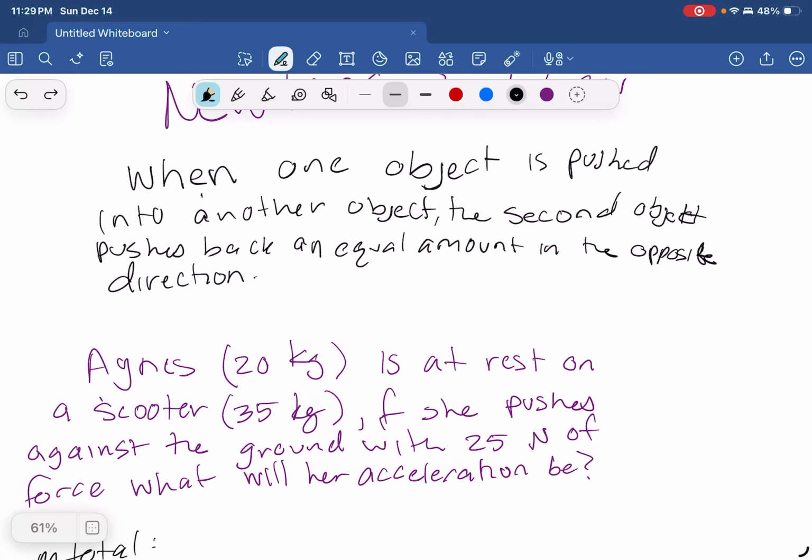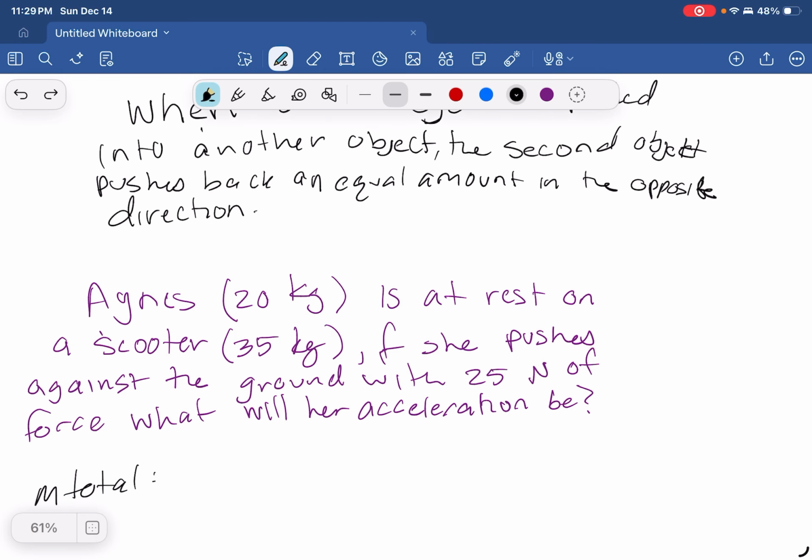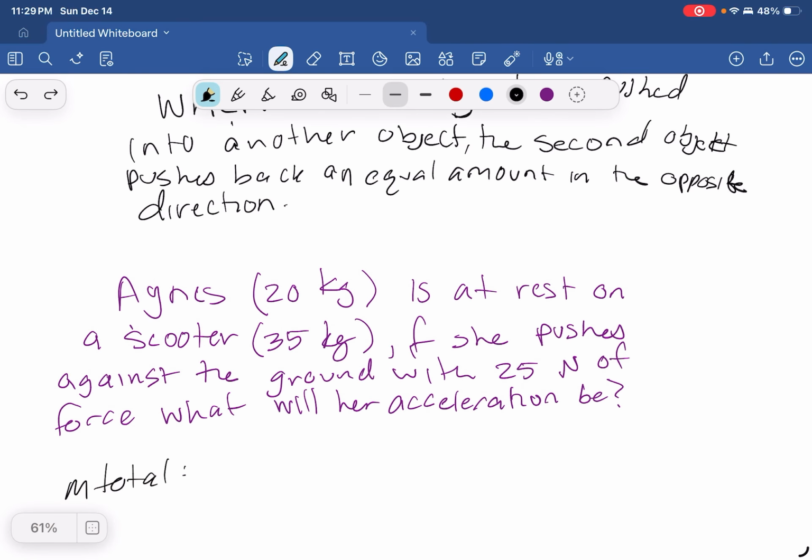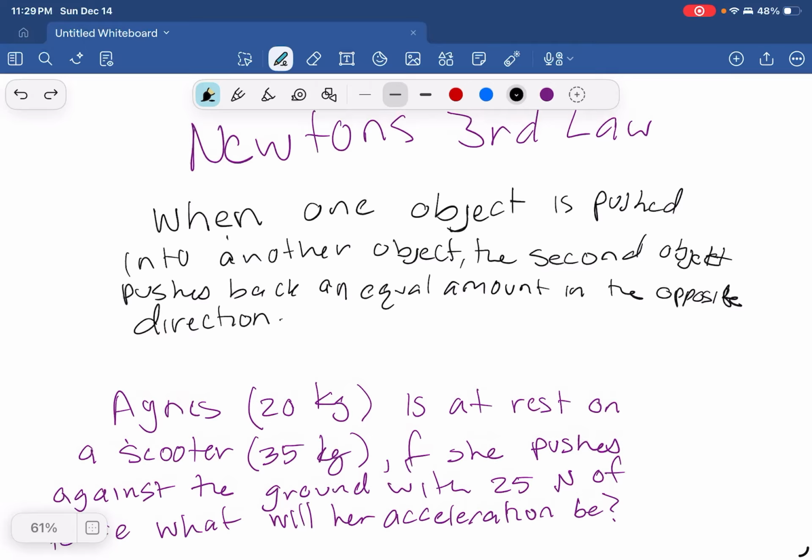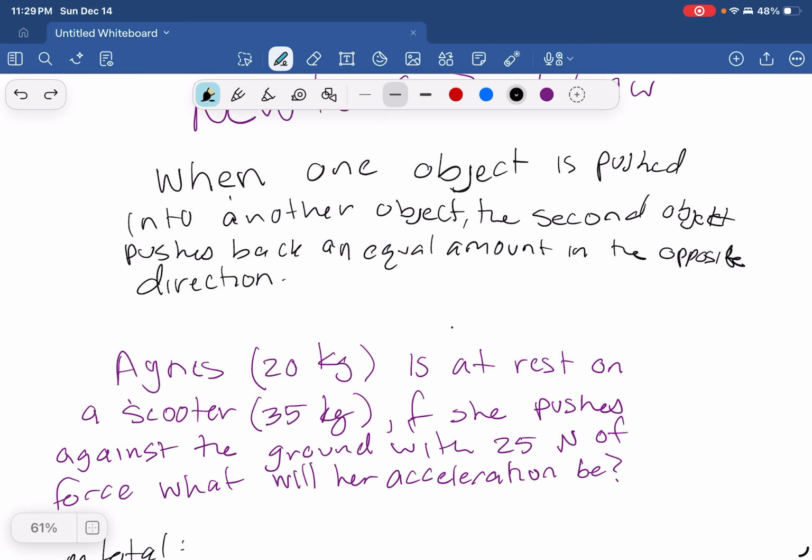One situation this is present in could be Agnes, who's 20 kilograms, is at rest on a scooter that is 35 kilograms. If she pushes against the ground with 25 newtons of force, what will her acceleration be? So Newton's third law is able to be applied here because, for example, let's say this is Agnes here on the scooter.